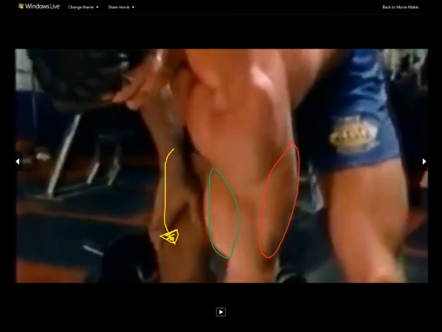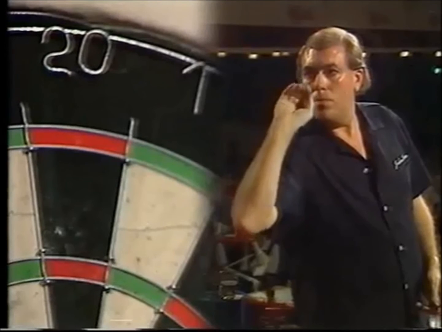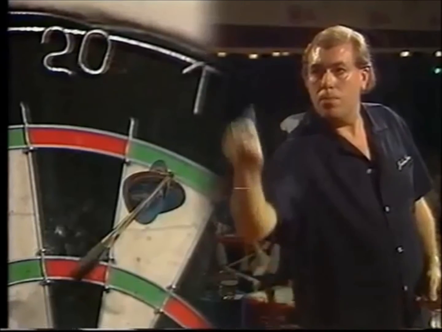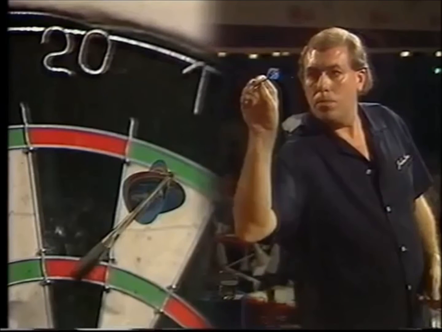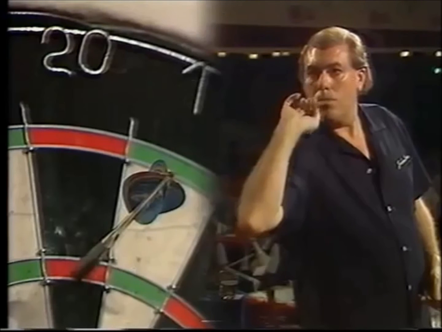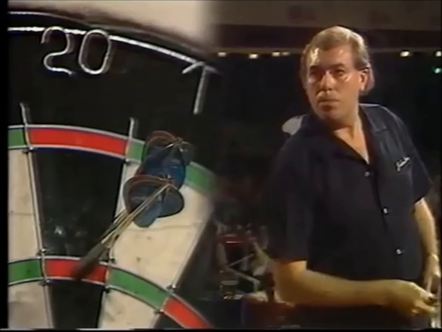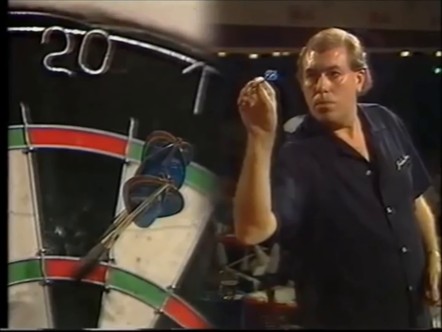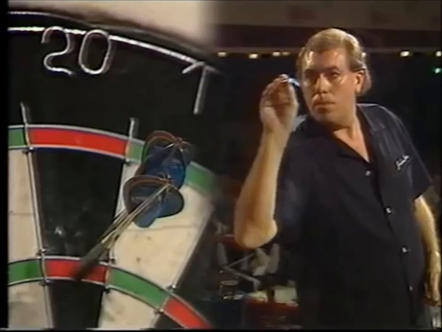Now if we put this into another sporting example, as we watch this darts player, we can see that as he pulls the dart back towards his body, the bicep is shortening and flexion is taking place, and as he throws the dart, extension is taking place. So this isotonic movement of flexion and extension is taking place in both of these examples.